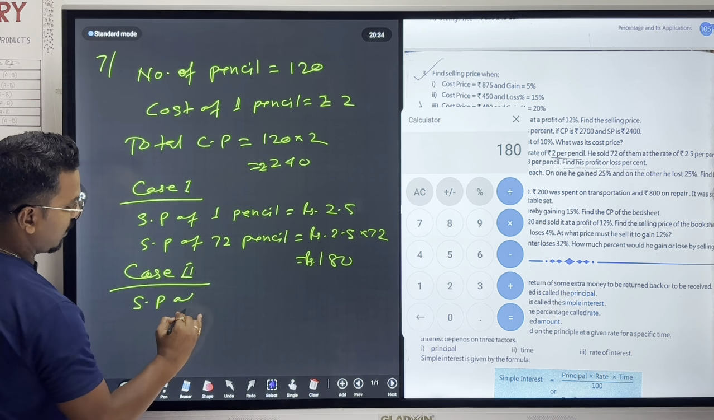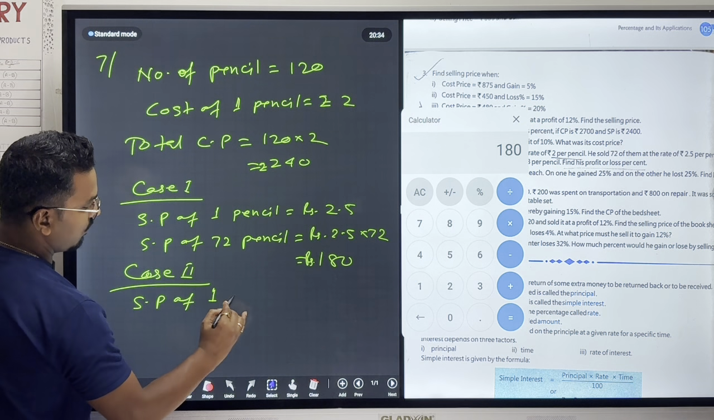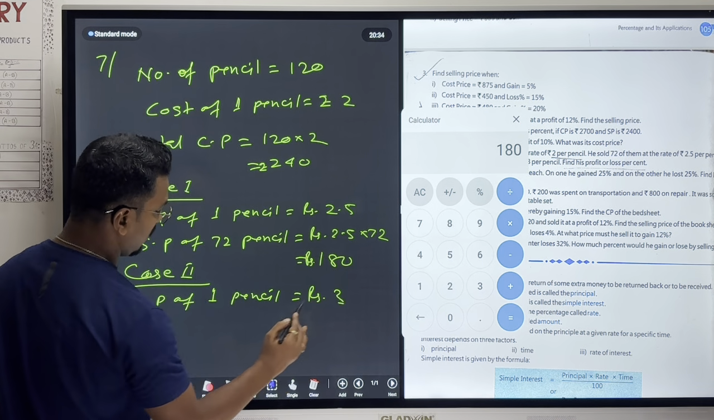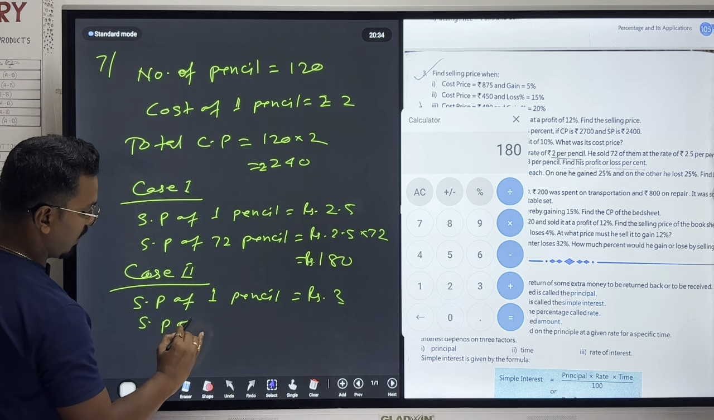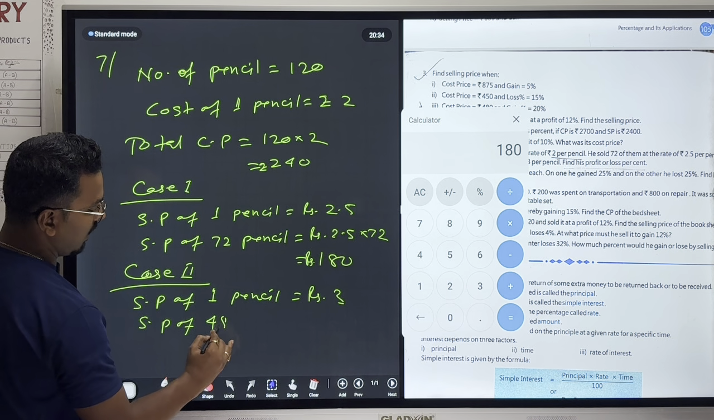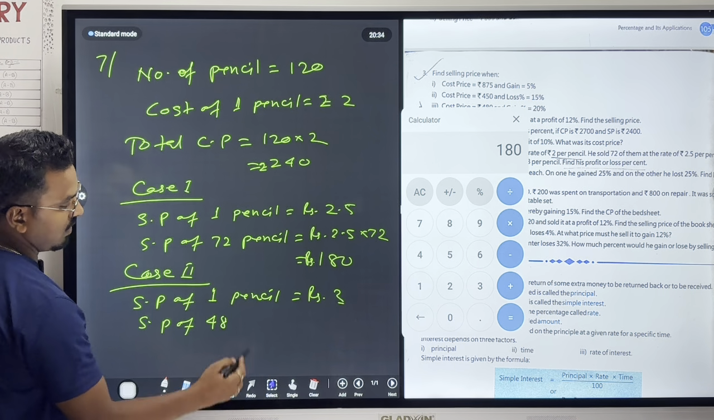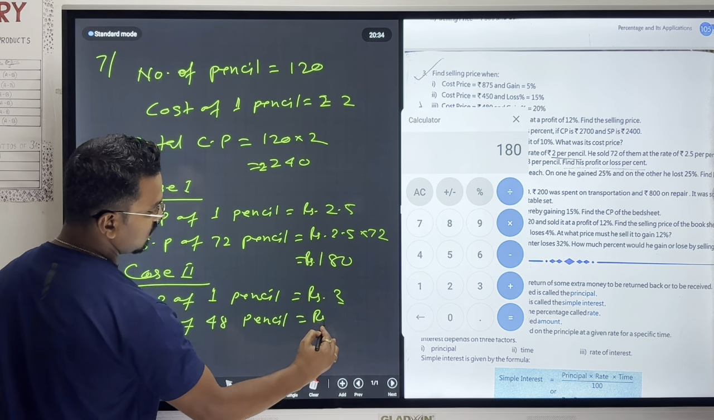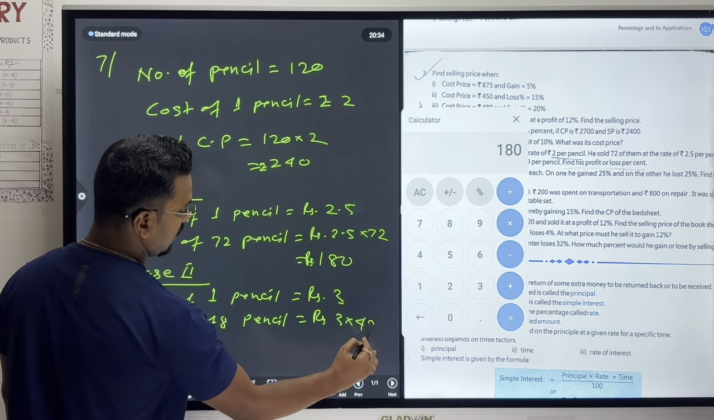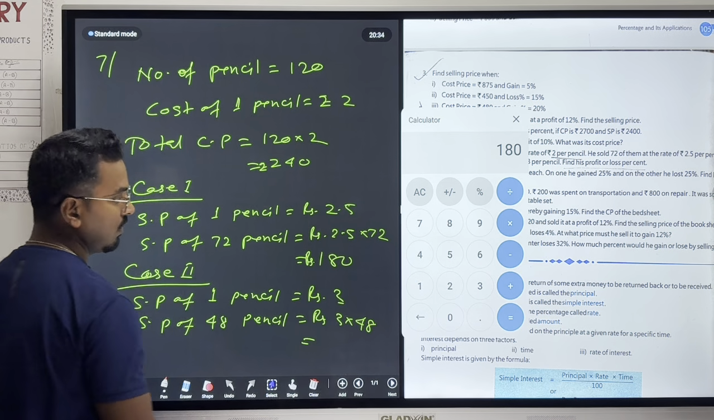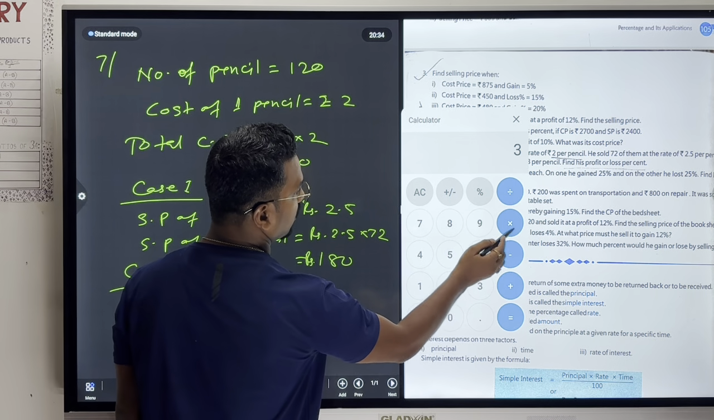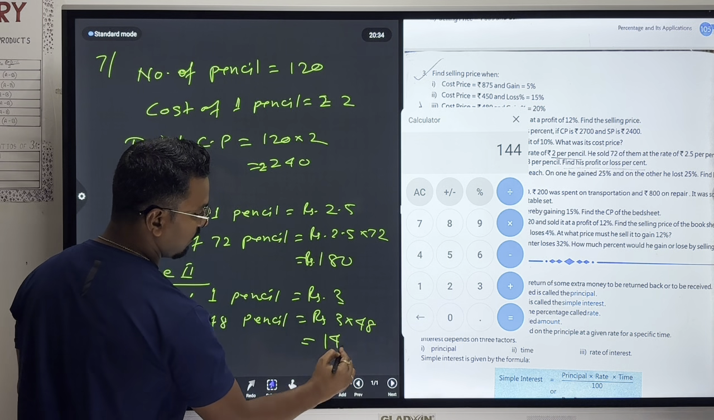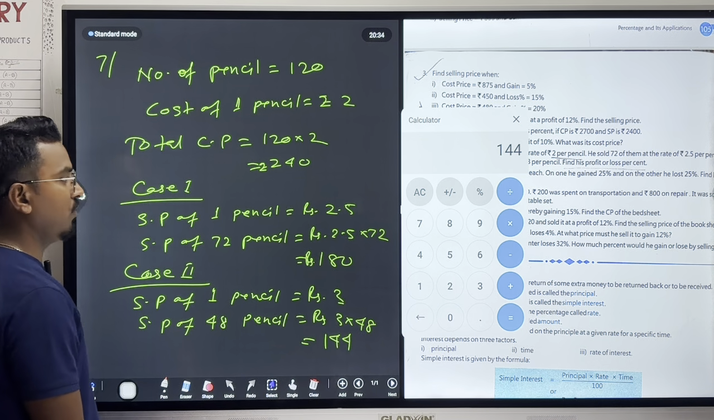Selling price of how many? One pencil is rupees 3, and how many pencils are left? 48 pencils are left. Okay. Pencils is equal to rupees 3 into 48. So how much will it be? 3 into 48. You will get 144. How many rupees? 144 rupees.